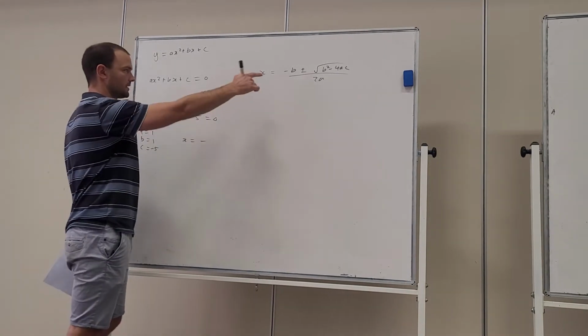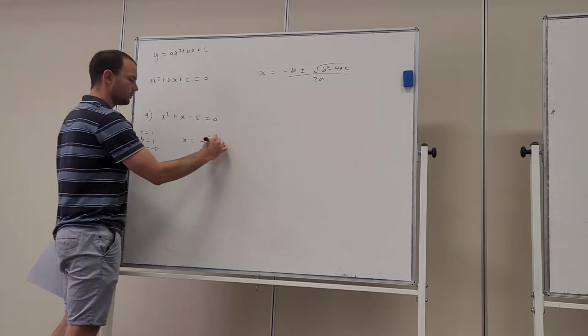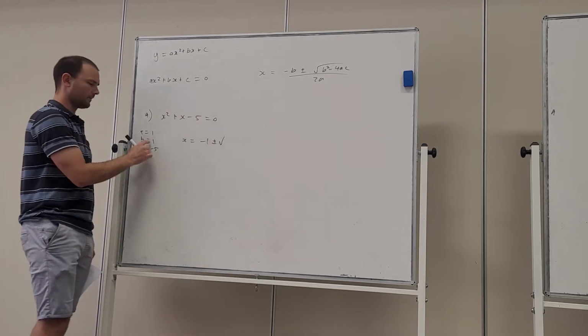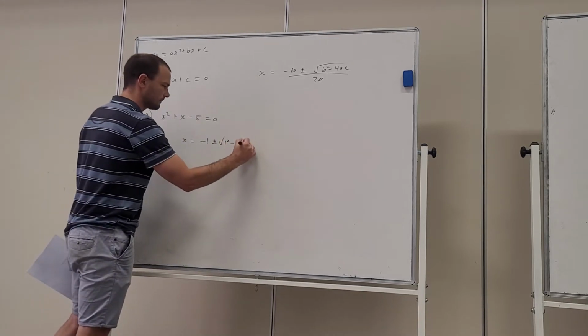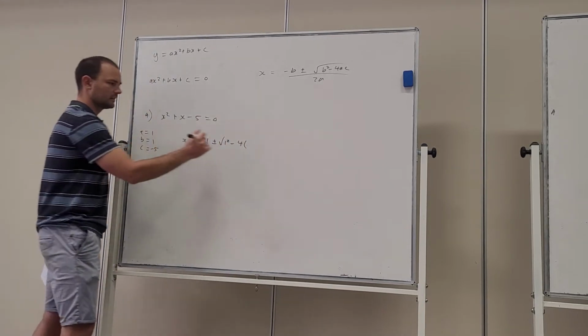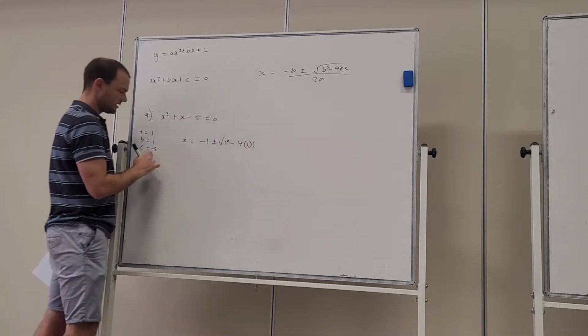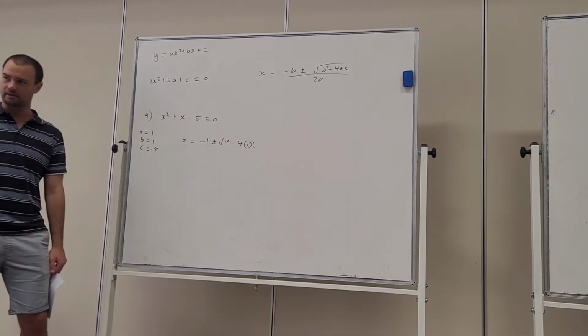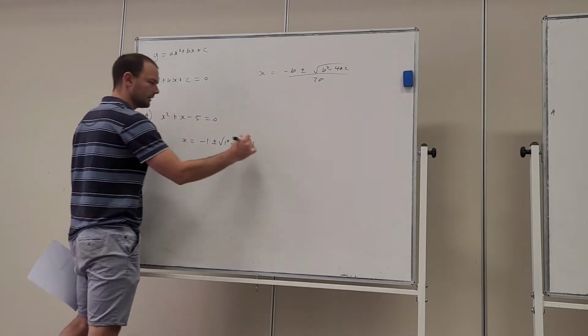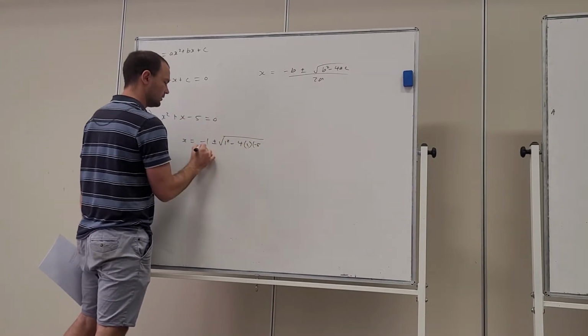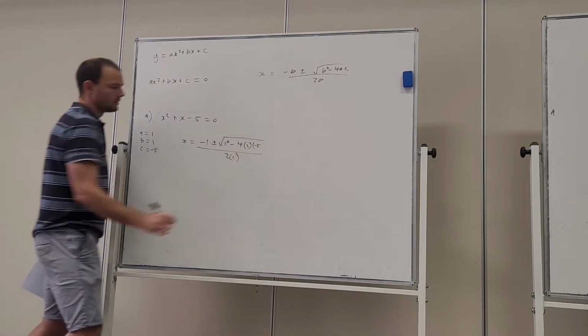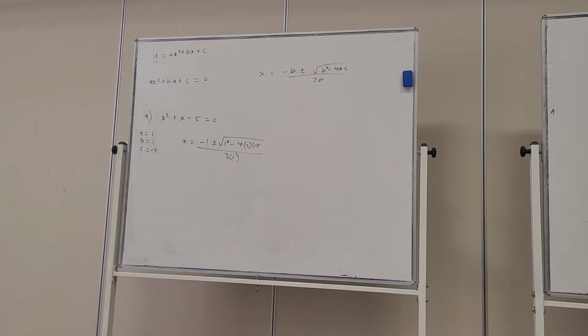And so let's process it. Minus b, so minus 1, plus or minus the square root of b squared take 4 times a times c. C is minus 5, so we need to substitute that whole value, including the negative, on top of 2a. And then we're just going to process that. Okay, so we identify the values, we put them into the formula, and let's crunch it.